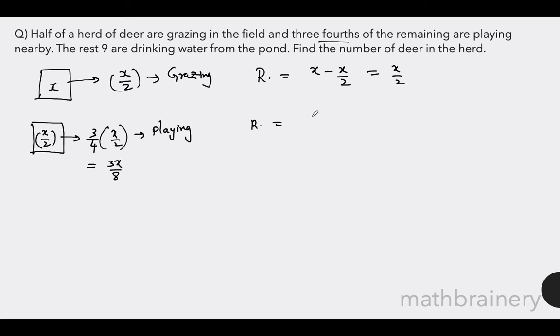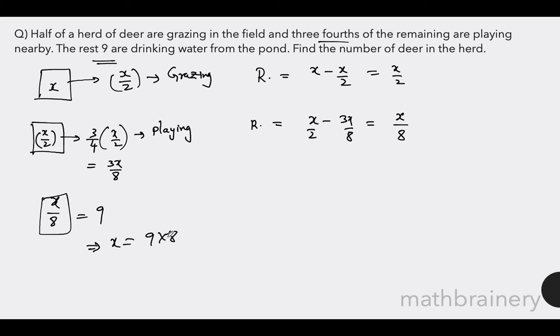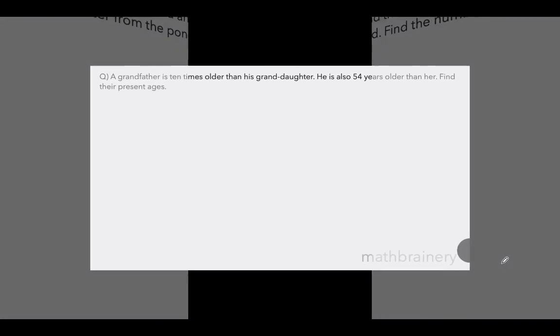So now how many are remaining? It must be x by 2 minus 3x by 8. X by 2 minus 3x by 8 is nothing but x by 8, right? So now what is given? The rest 9 are drinking water. So the remaining x by 8 is equal to 9. So what is x now? X must be 9 times 8, which is 72. That means the number of deer in the herd were 72. Let's look at the next question.